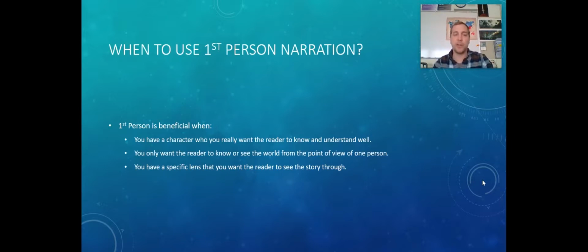And typically, you'll do this if you want to show a specific lens that you want your reader to see through. So maybe you want your reader to view the story in a certain way that's only capable through this character's point of view. And this would be another really good use of first person narration.